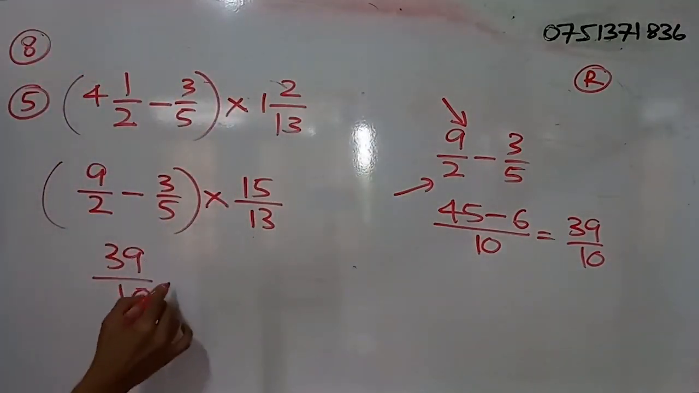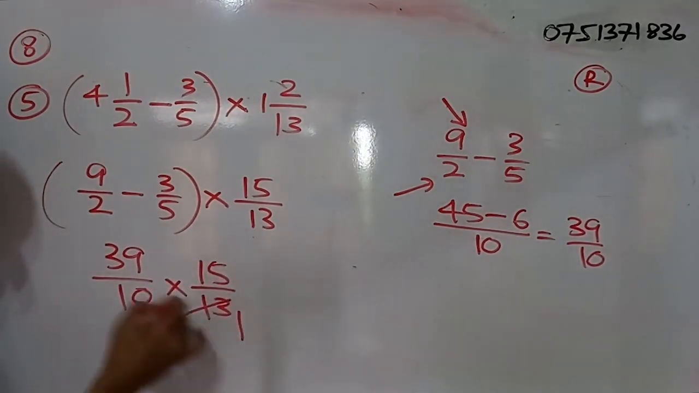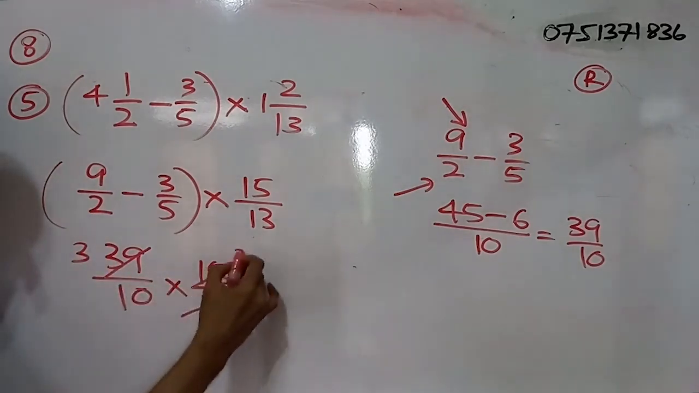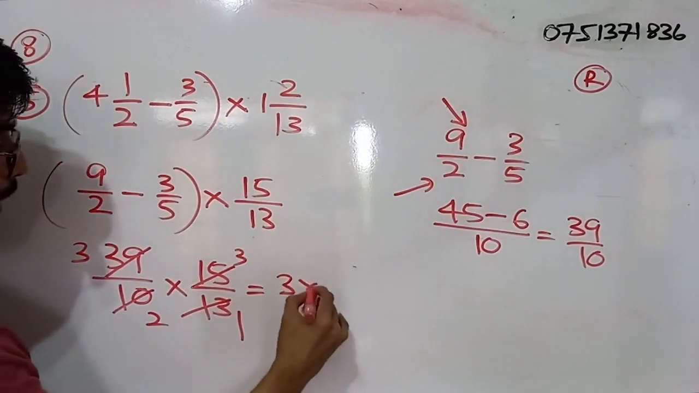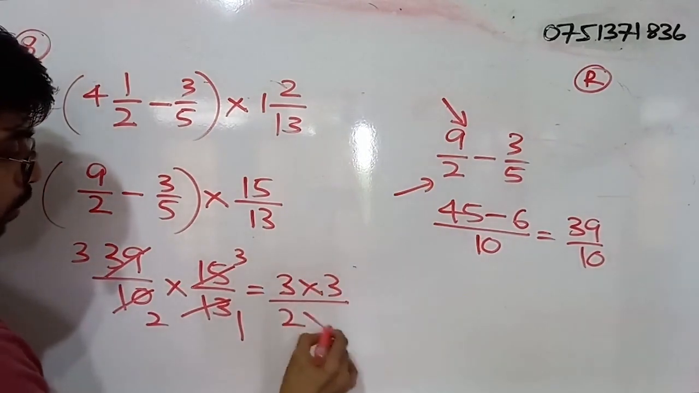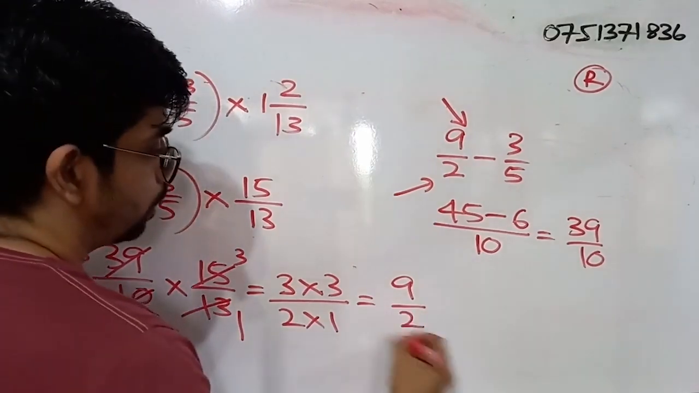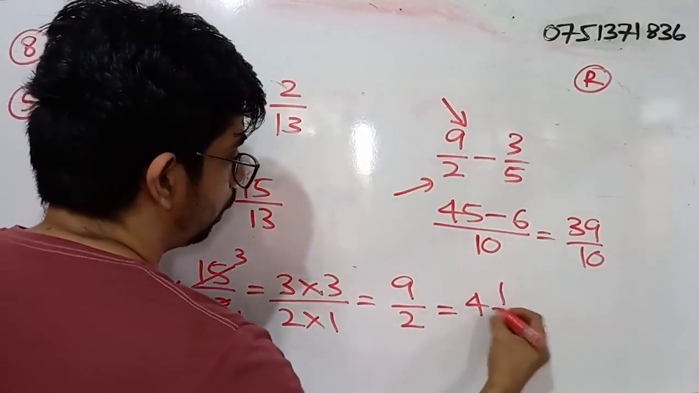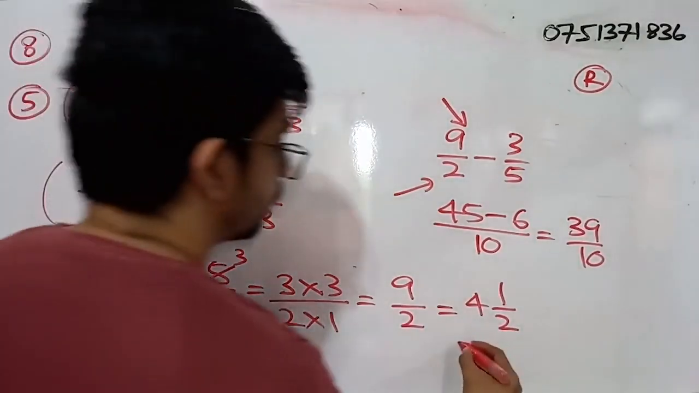39 by 10. So we have to multiply that by what? 15 by 13. 13 times 1, 13 times 3. 5 times 3, 5 times 2. So here we get what? 3 times 3 into 2 times 1. So we get 9 by 2. So we have to simplify this. That means what? 4 and a half. So this is the answer.